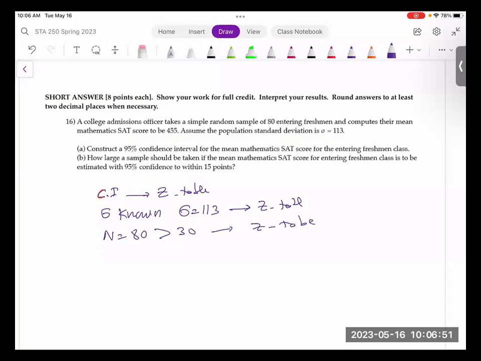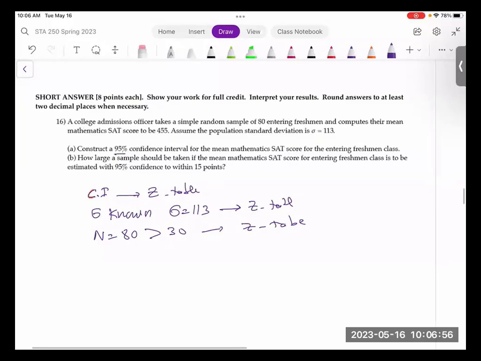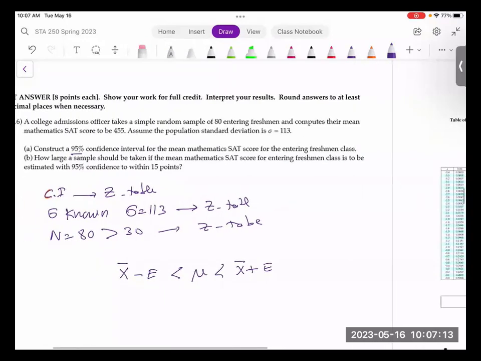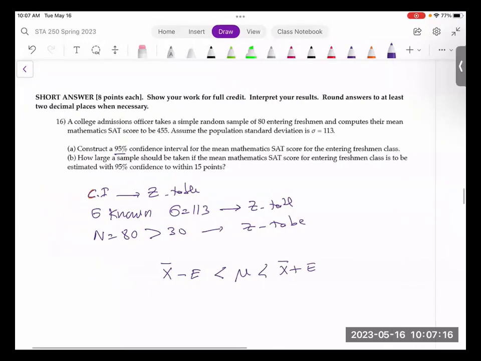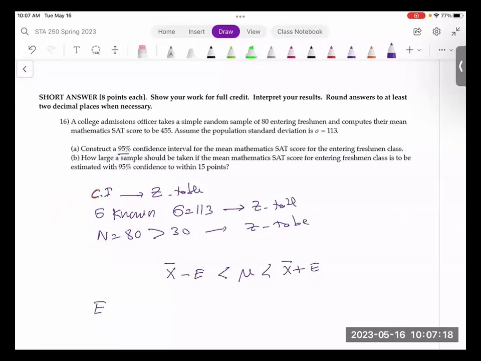And the best way to do it, if you are looking for the confidence interval, 95%, is to do X bar minus the error, the mean, and X bar plus the error. Now you need to know what the error is. So the error you have to calculate on its own. The error is going to be sigma times ZC divided by radical n.